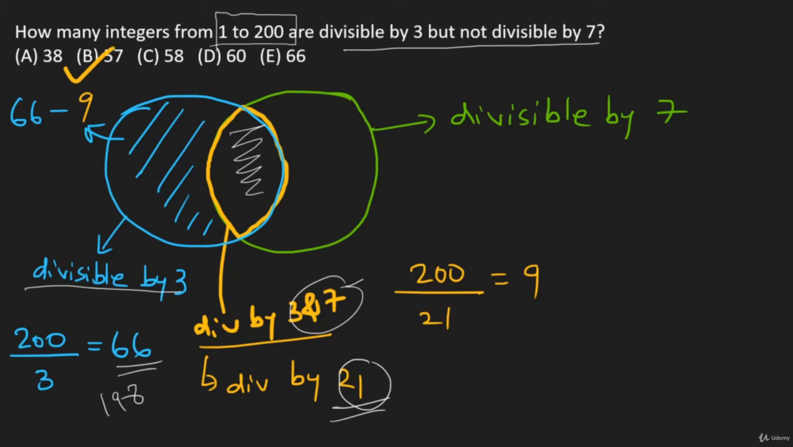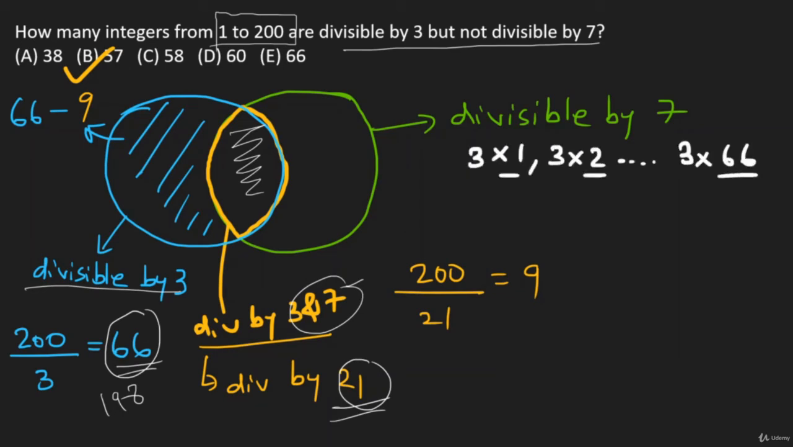You can also note over here that instead of finding it like this, you can also think of it like this. The numbers that are multiples of 3 are 3 into 1, 3 into 2, etc. up to 3 into 66. That's 1, 2 up to 66, that's again 66 numbers over here. Similarly, the numbers that are divisible by 21 are the numbers 21 into 1, 21 into 2 up to 21 into 9, and that's 9 numbers over here, right? 1, 2 up to 9, and again you have 66 minus 9, which is equal to 57.